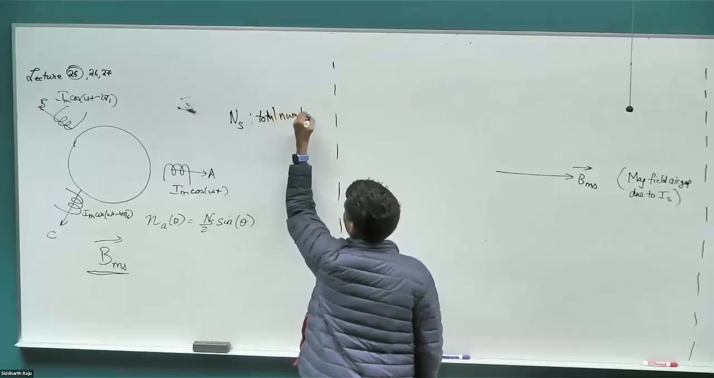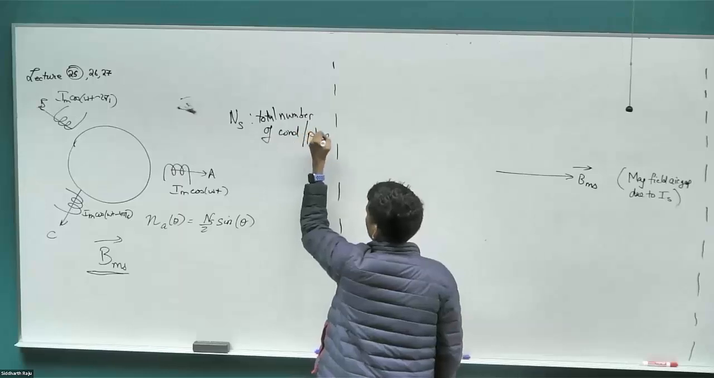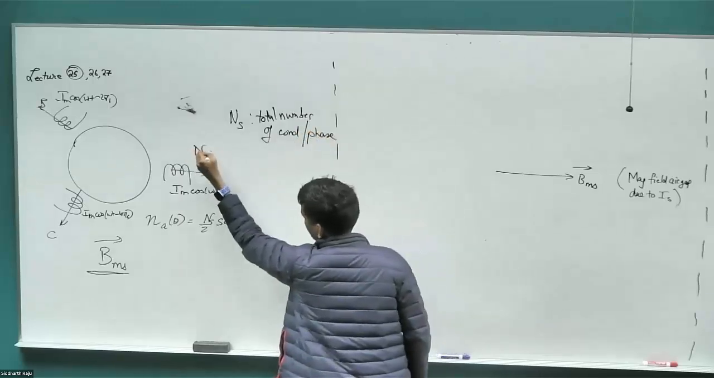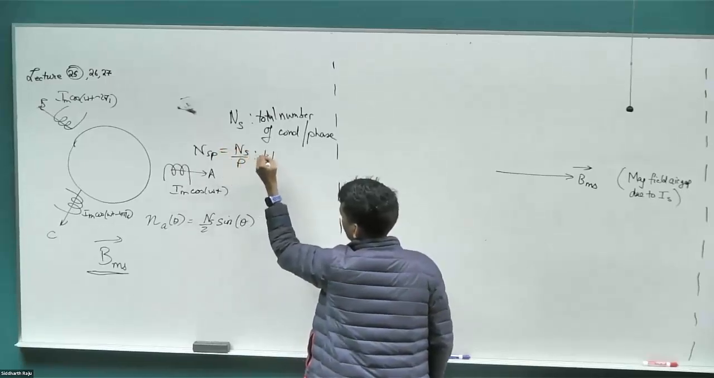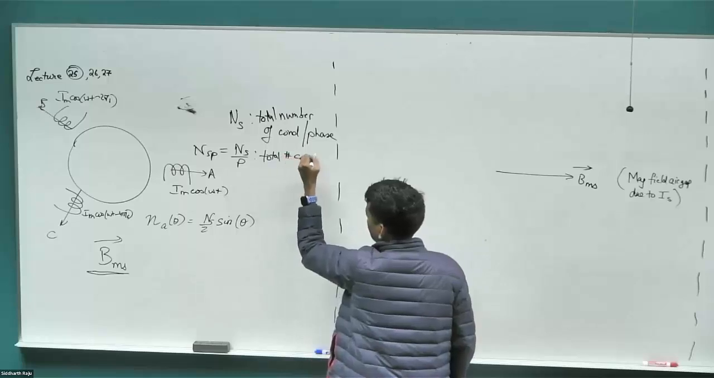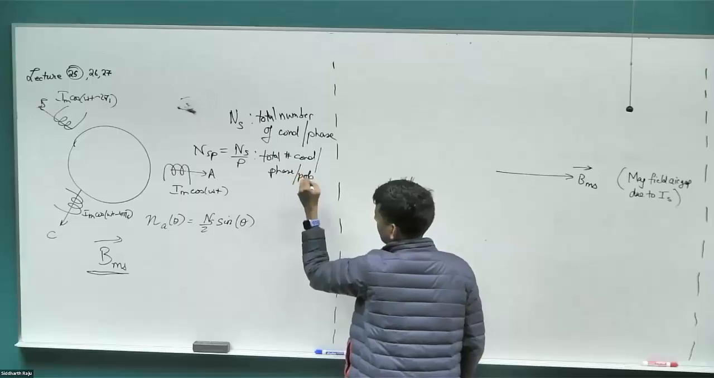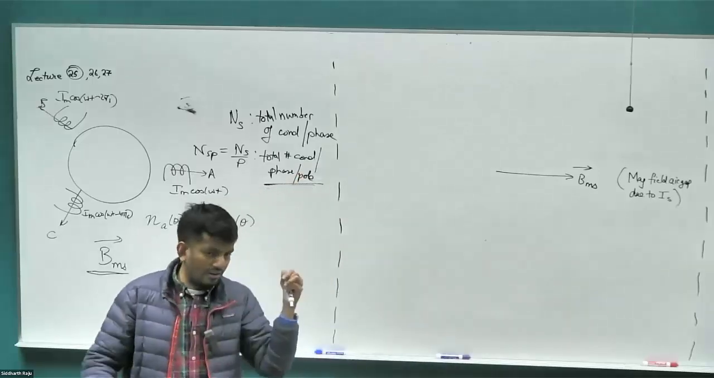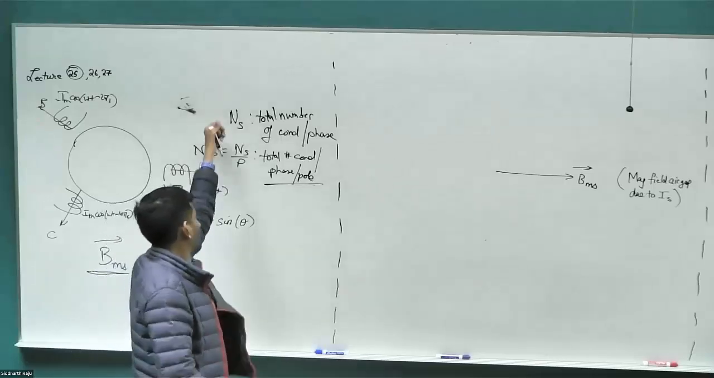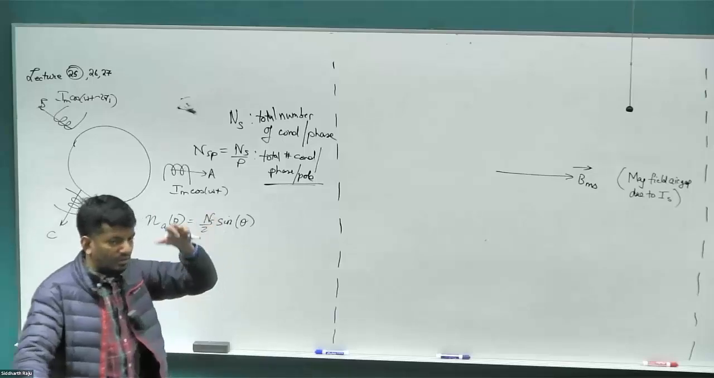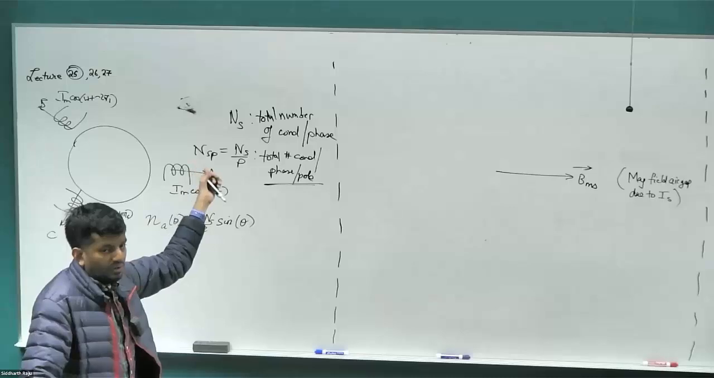Total number of conductors per phase. NSP is NS divided by P, which is the total number of conductors per phase per pole. Right, so if you have 100 conductors in your motor and you have a two-pole motor, your NS is basically 100 and your NSP, the number of conductors per pole, is 50. If you have a four-pole motor, the number of conductors per pole would be 25.